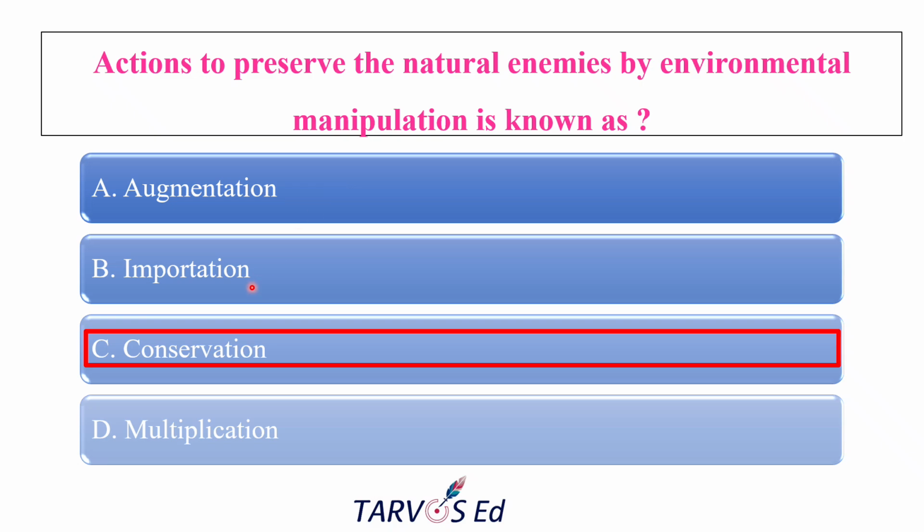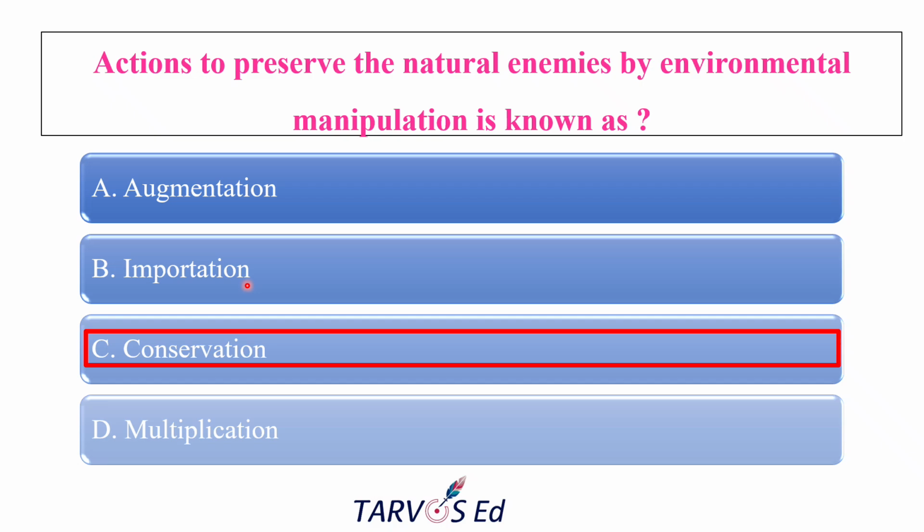Okay, and what about importation? Importation comes under classical biocontrol. Classical means the old biological control approach, which means introduction. See, if something is not able to be controlled in our area, like if something is causing a devastating effect, in order to control that, we are going to introduce or import something from foreign countries. So that is called importation.